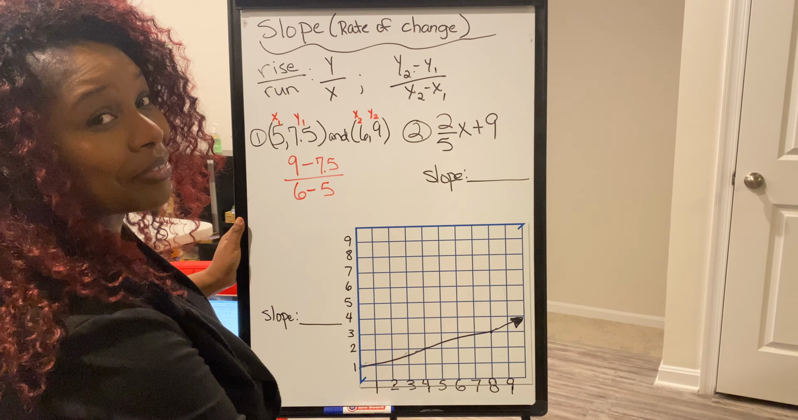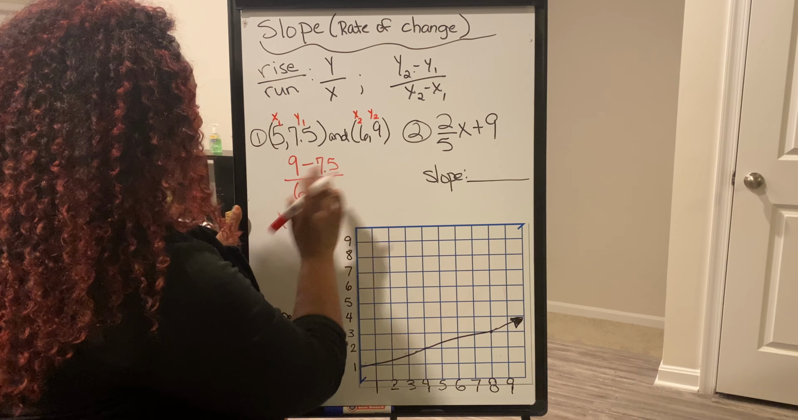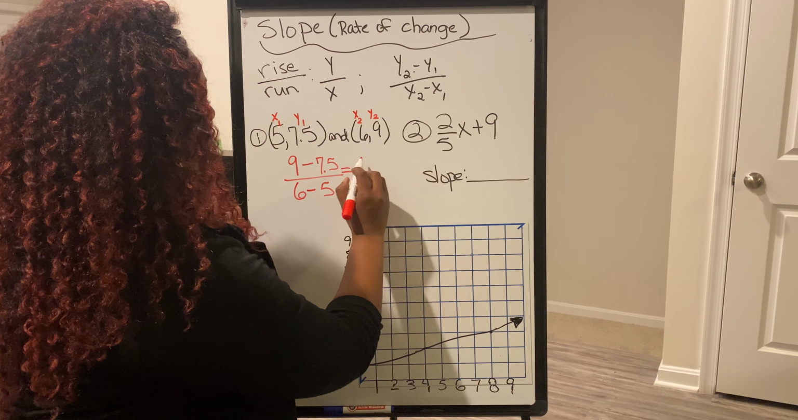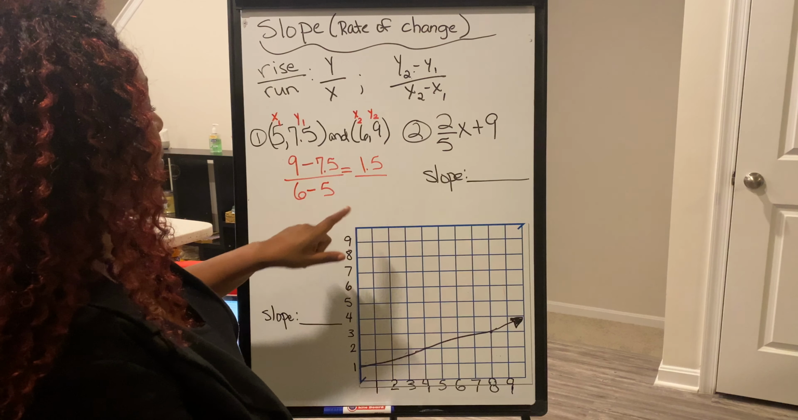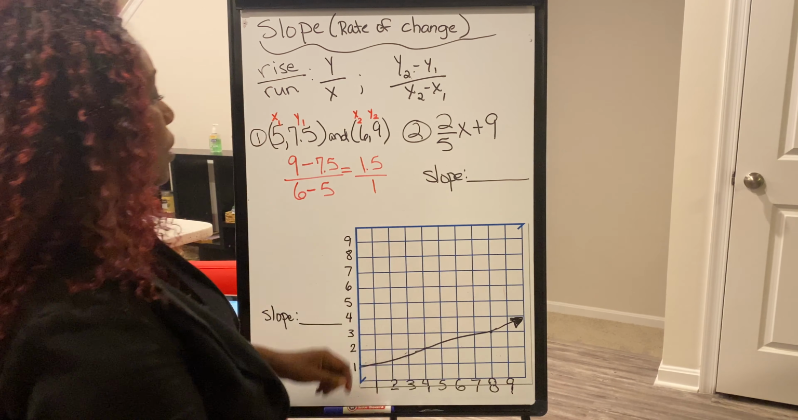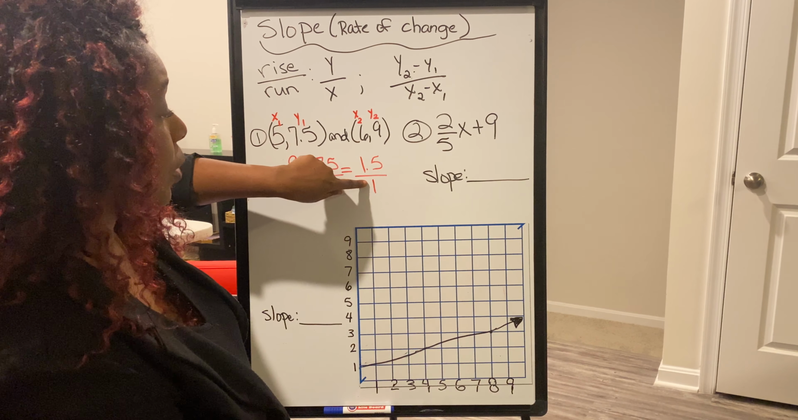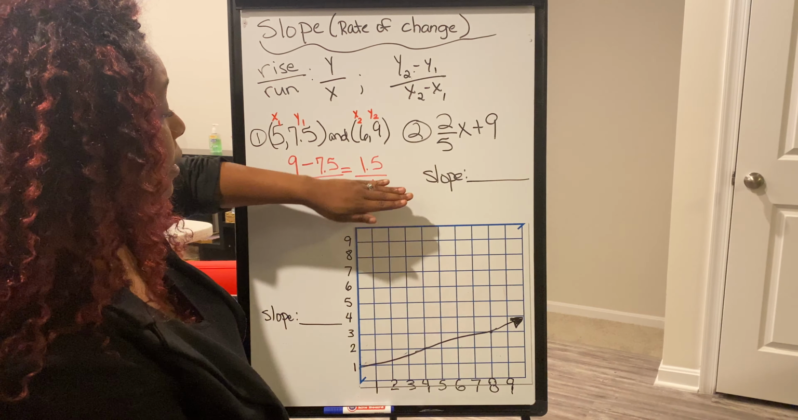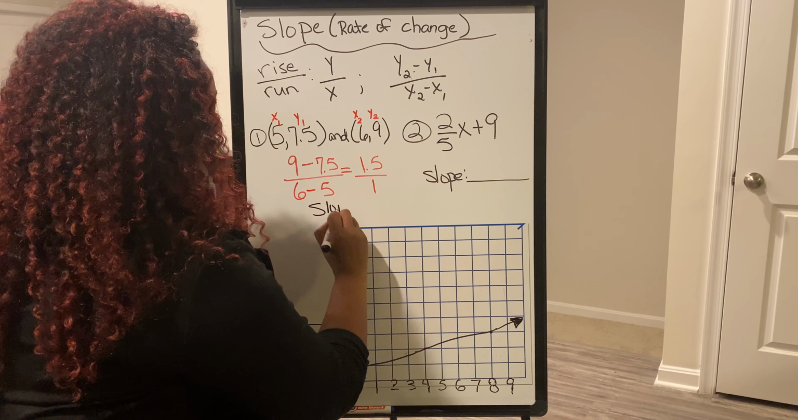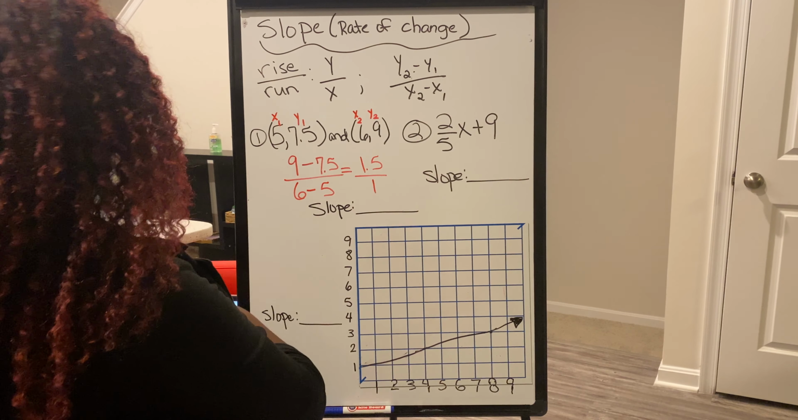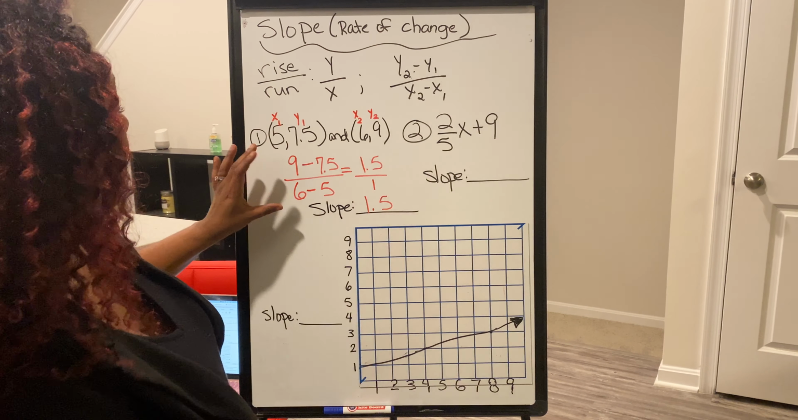I hope you didn't say 2.5. 1.5. Or 1 5/10. I'll put it up here. 1 5/10 divided by 6 minus 5 gives me 1. So my slope is 1 5/10 over 1. Remember, if it's a 1 on the bottom, we can just drop the 1 and keep the top. So for the first one, my slope is 1 5/10. Okay? That is how you figure that one out.